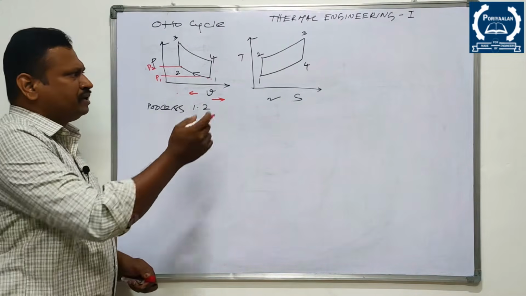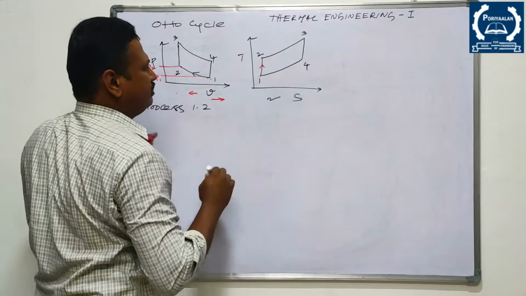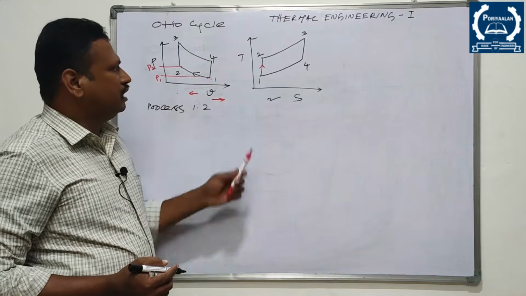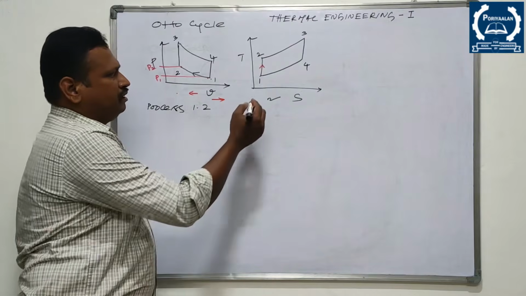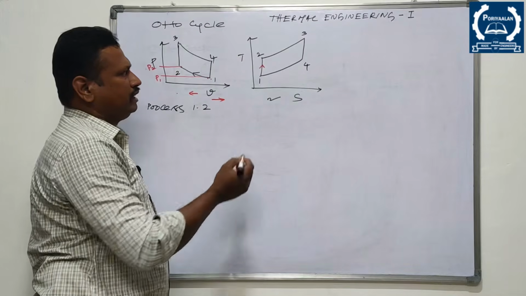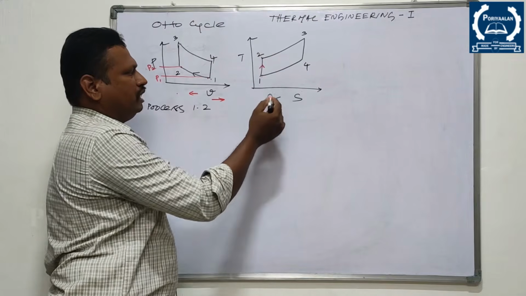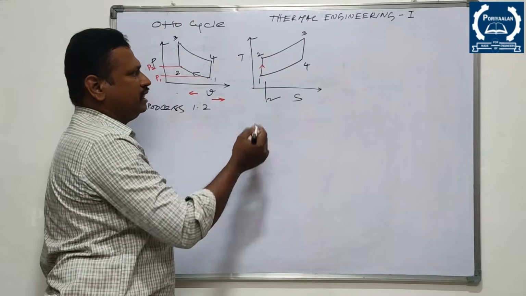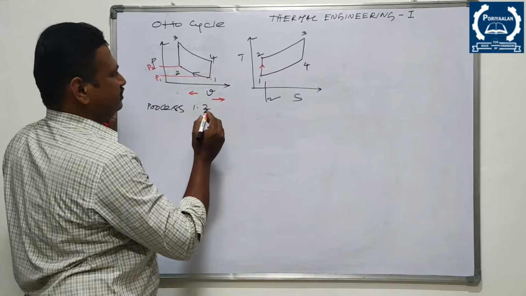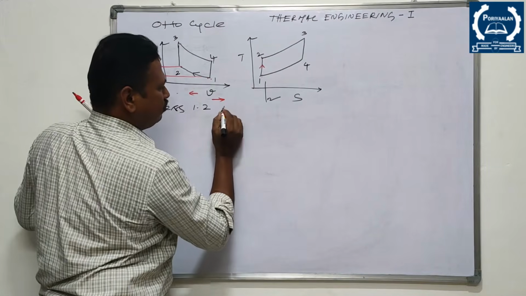Then coming to this 1 to 2, here you can see that there won't be any change in entropy. Coming to the TS diagram, you can see this vertical line, 1 to 2. Here temperature increases from T1 to T2. At the same time, there won't be any change in entropy, right? Now the process 1 to 2 is known as isentropic. As per this diagram, the process is isentropic.